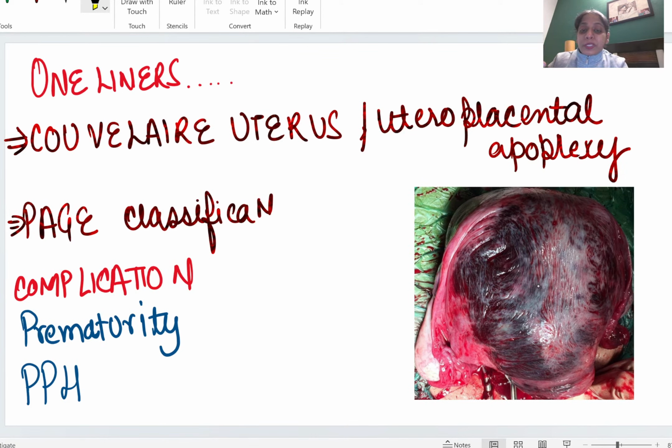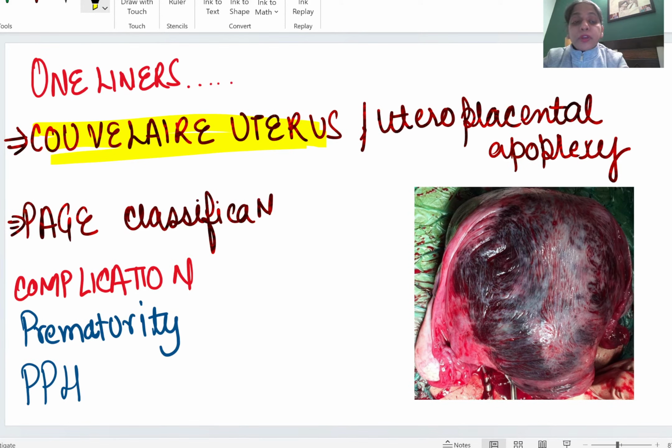Now the one-liners; one-liners also come sometimes. What is this picture? The blood has gone into the muscle of the uterus. Please listen carefully. It's high time we improve our results, so we have to do only short things. This is the couvelaire uterus. What is couvelaire uterus? In the myometrium, blood has gone.